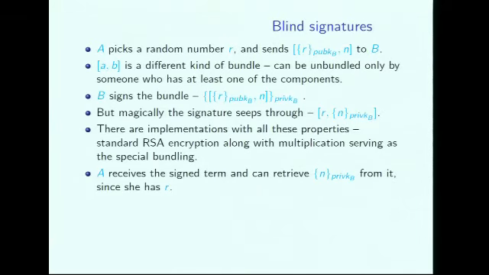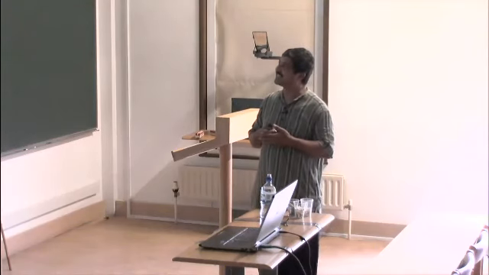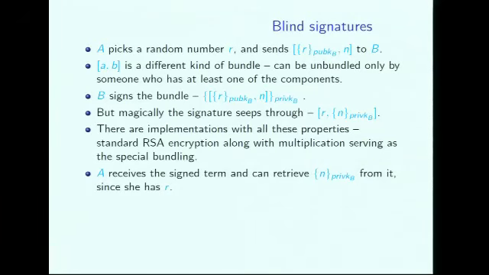So what happens is, B gets this bundle and signs it. Signing usually means that you encrypt with your private key, but magically the signature seeps through. It goes in, that's why it's called a blind signature. Now if you have R, it's encrypted with the public key, and then you encrypt it again with the private key, which applies the inverse. So R gets released, but N is now signed with B's key. It's sent back to A. Now A has R, one of the terms, so he can pick up the other term, and therefore A receives the signed term and can use it. This is the kind of protocol that is used.